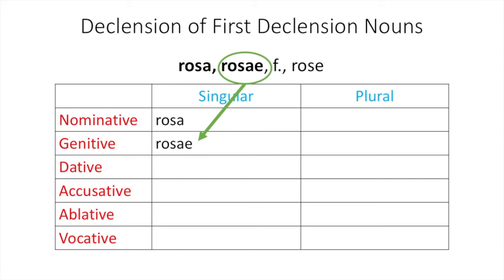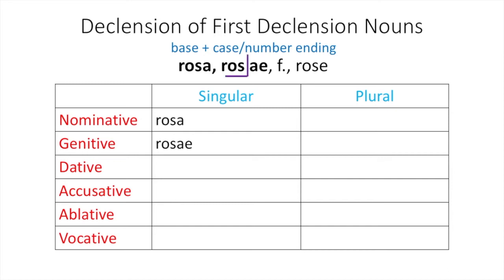To do that, we use the genitive singular and the equation that the forms of a noun are the base plus the case number ending. So that genitive singular form gives us our base. We take off the AE, our genitive singular ending, and that gives us our base, ROS. So since our equation is base plus case and number ending, we can write our base down for all the other cases and numbers. Now, what we have to do is add on our case and number endings.